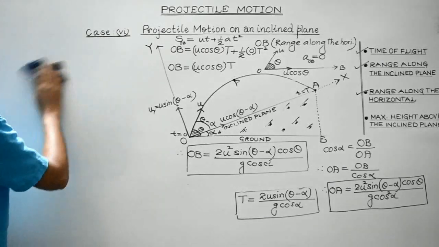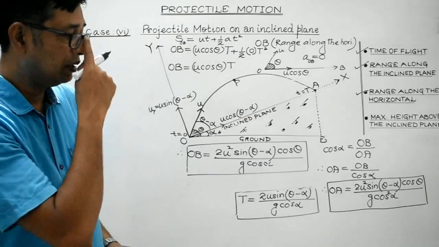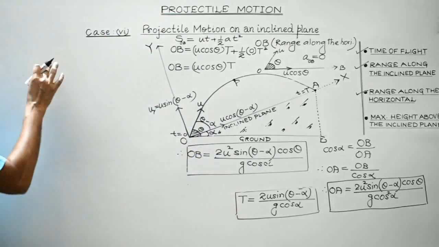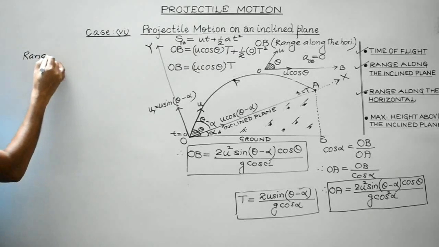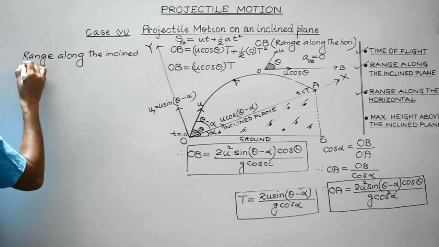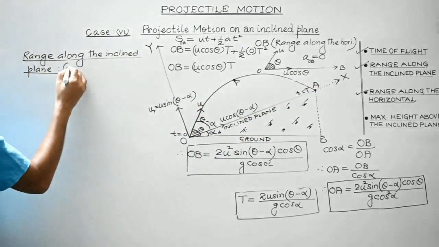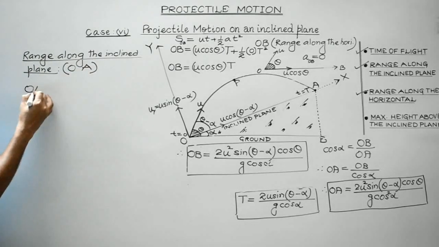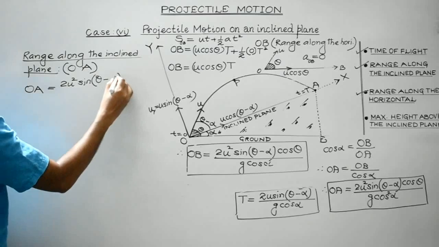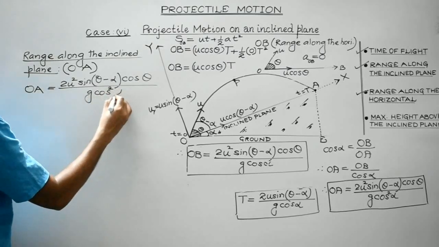What we'll consider is range. We'll try to find out the expression or the condition for maximum range along the inclined plane, right? So range along the inclined plane. And range along the inclined plane is considered to be OA. And that is 2u square sine theta minus alpha cos theta divided by g cos square alpha, right?